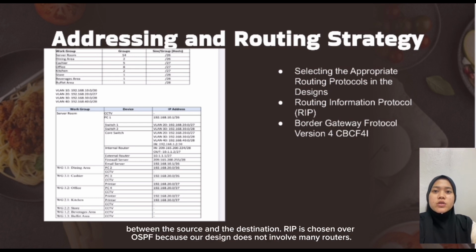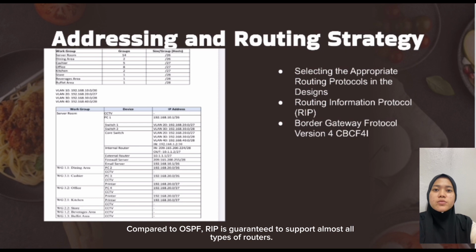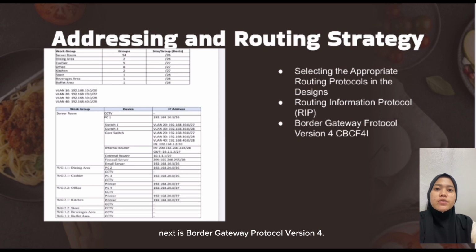Routing information protocol is chosen over OSPF because our design does not involve a main router. Every time our network topology is changed, routing information protocol does not require an update, and it is easier to configure. Compared to OSPF, RIP is guaranteed to support almost all types of routers. Next is border gateway protocol version 4.